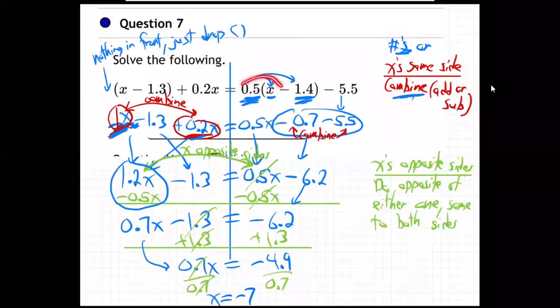So the moral of the story then, x's or numbers on the same side just combine, right? First off, I distributed through this parenthesis. Got these, just dropped this parenthesis because there was nothing in the front. Then these two x's on the same side combine, meaning add or subtract together. And these two numbers on the same side combine, add or subtract together. Then we had x's on opposite sides. That's when we do the opposite of either one, right? I did the opposite of 0.5x. I did negative 0.5x, and I did it to both sides. Then I just get x alone. And so there we go.